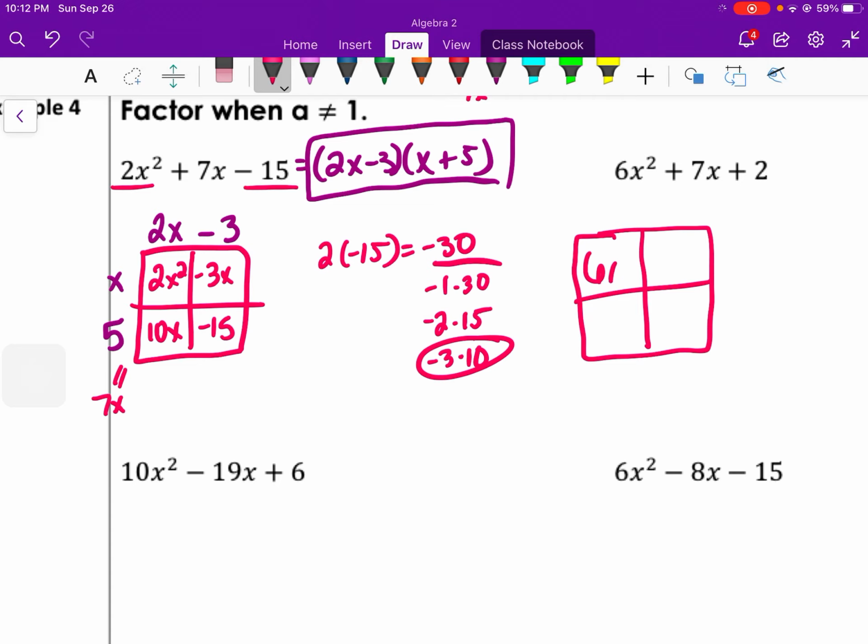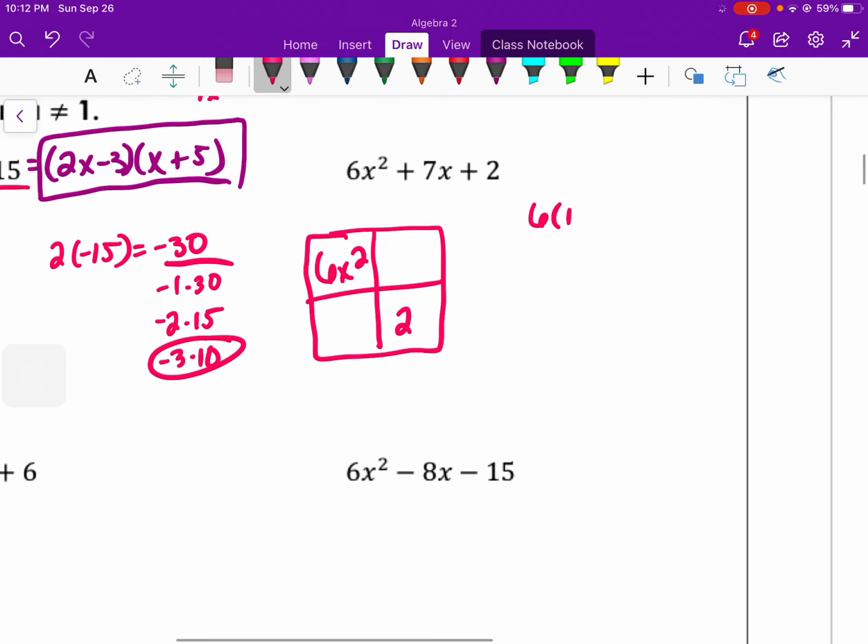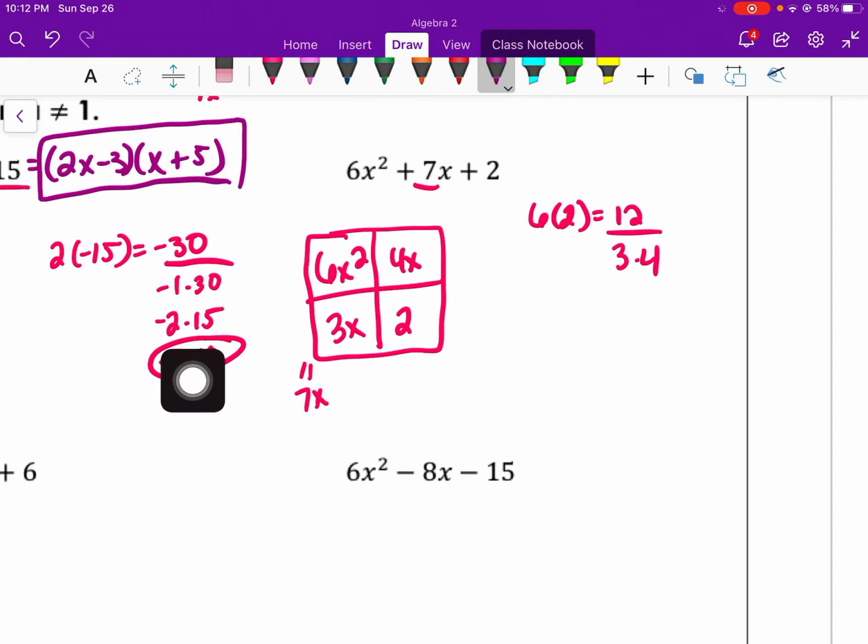All right, so put the first term, 6x squared, here, and the last term here. Then multiply the first and the last term together. So 6 times 2 is 12, and then you're finding factors of 12 that add up to our middle term, which is 7x. I know what multiplies to 12 and adds up to 7 is 3 and 4. You can put that in any order. You can put the 3 here and the 4 here, or vice versa. The key is to just not find the outside of the box until you have the full inside figured out.